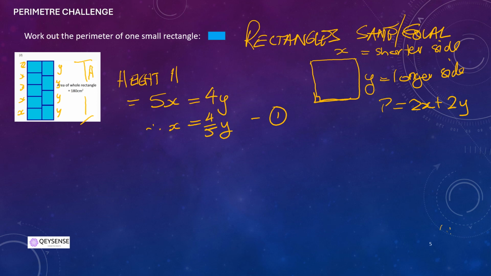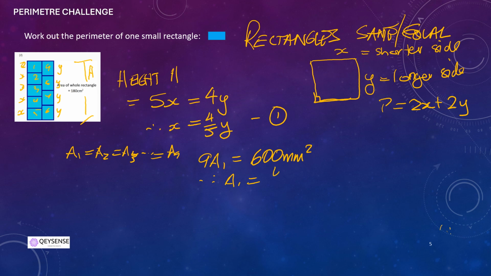And then if you look at the total area, there are 9: 1, 2, 3, 4, 5, 6, 7, 8, 9. So if we say area 1 equals area 2 equals area 3 equals area 9, i.e. they're all equal, then what we can say is 9A1 equals 600 millimeters squared, i.e. the addition of all of these areas, and therefore the area of one of the rectangles is 600 on 9.